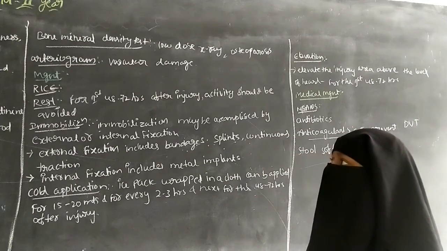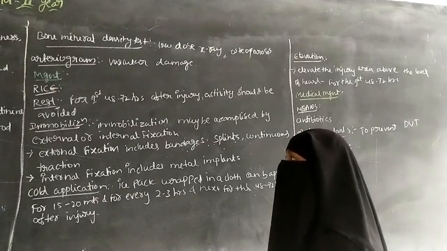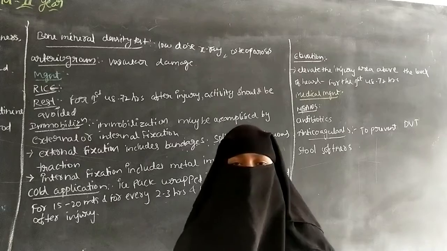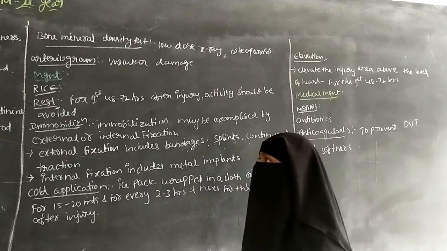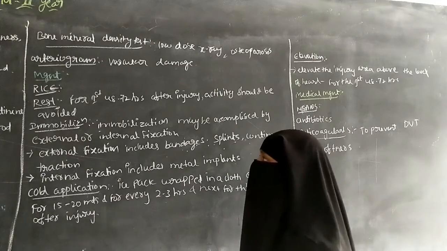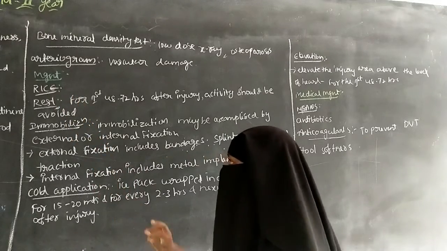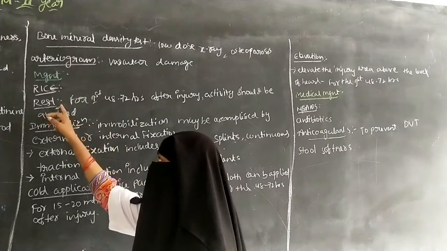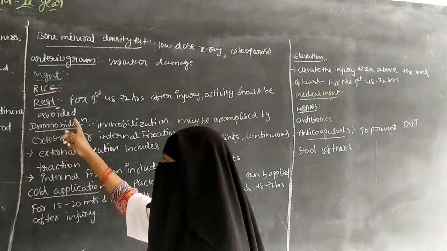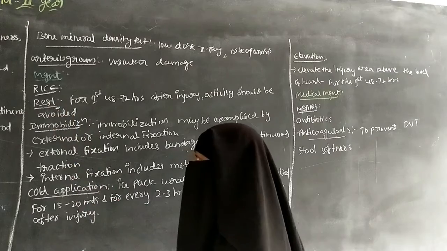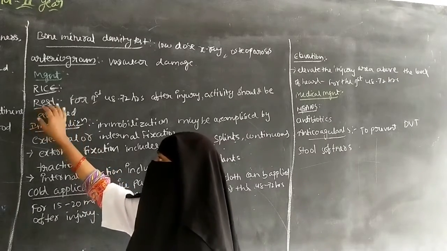And next one is management. In the management, the RICE formula is very important to treat the fracture. So the management includes the RICE formula. RICE means R means rest, I means immobilization, C means cold application, and E means elevation. So first we will discuss the rest.